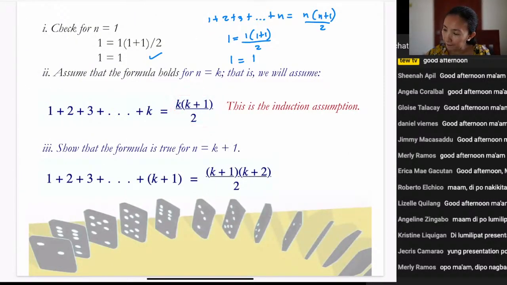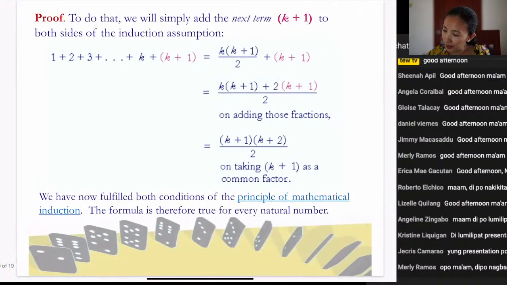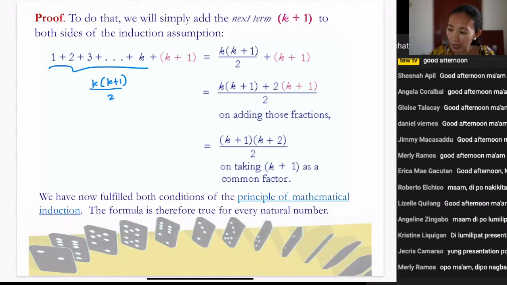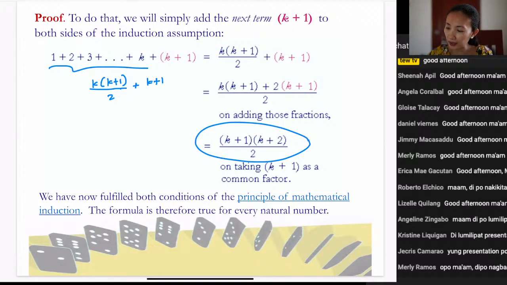So, I will write, instead of this, k times the quantity k plus 1 all over 2. Okay? Plus the k plus 1 term, plus k plus 1, which is the next term after k, must be equal to this. Okay, so remember, this is our target. Ito yung target natin kanina.